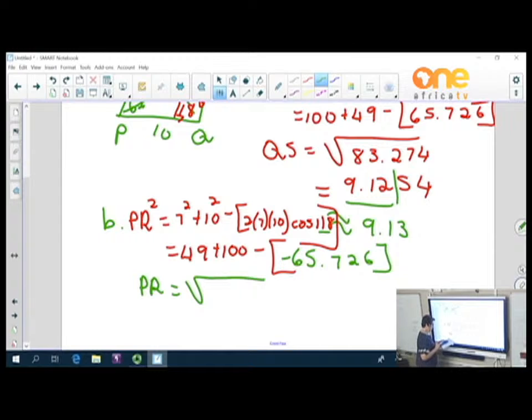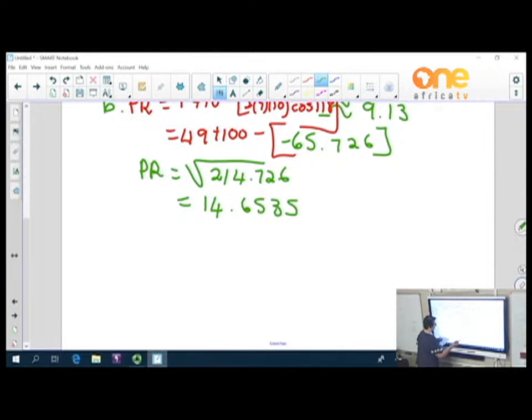65.726 is equal to 214.726, and getting the root of the answer is 14.6535, and to 3 significant figures, if we round it off there, it will round off to 14.7 centimeters for that one.